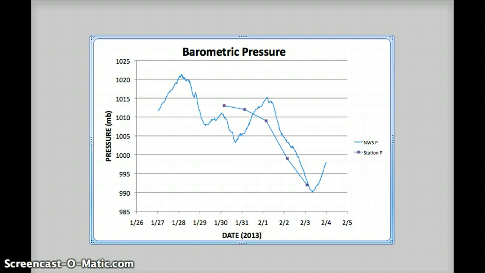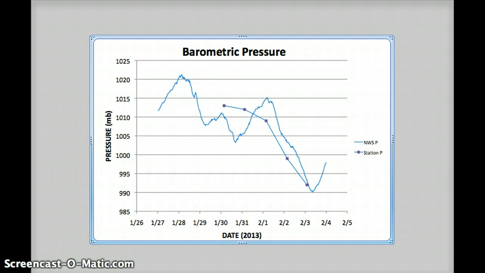For my observations, I'll just give you guys what I had for actual data. On Wednesday, I had 1,013 bars of pressure. Thursday was 1,012 bars. Friday, 1,009 bars. Saturday, 999 bars, and ending on Sunday with 992 bars. And again, this looks to be fairly correlated with the chart.